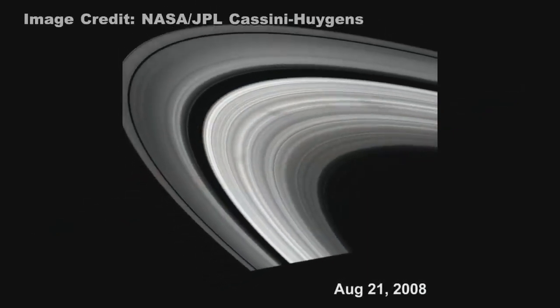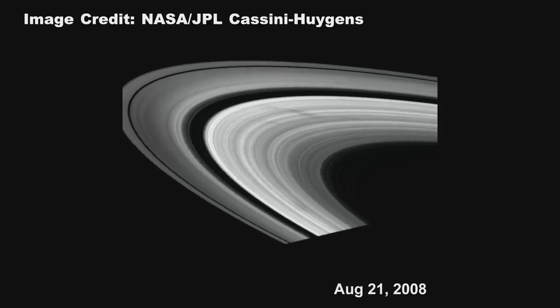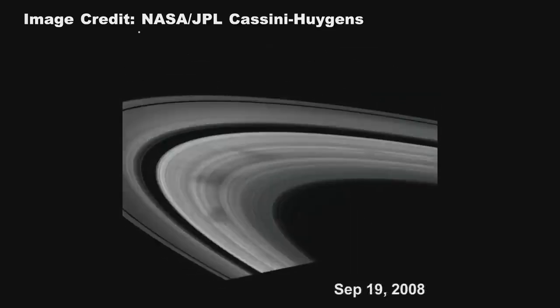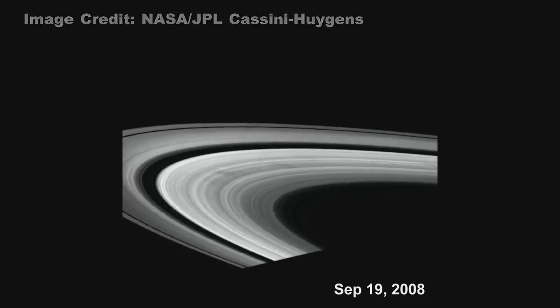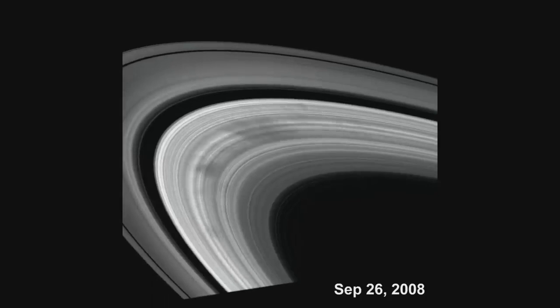The spokes that appear in the rings of Saturn have long been a mystery, but when you apply what we learned in the vacuum chamber experiments, the cause of these spokes becomes very clear. Notice that these spokes are at a tangent to the surface of Saturn.